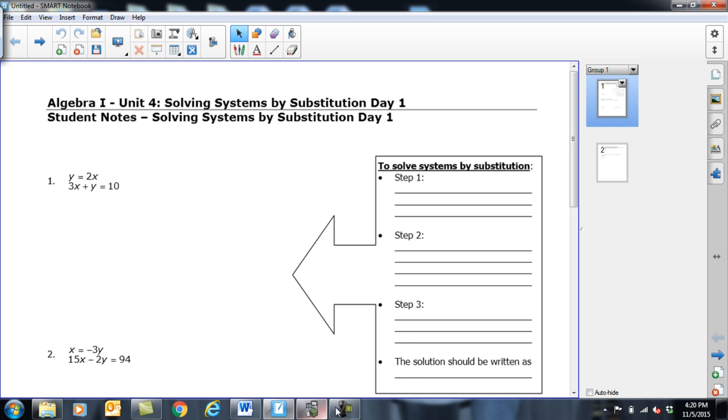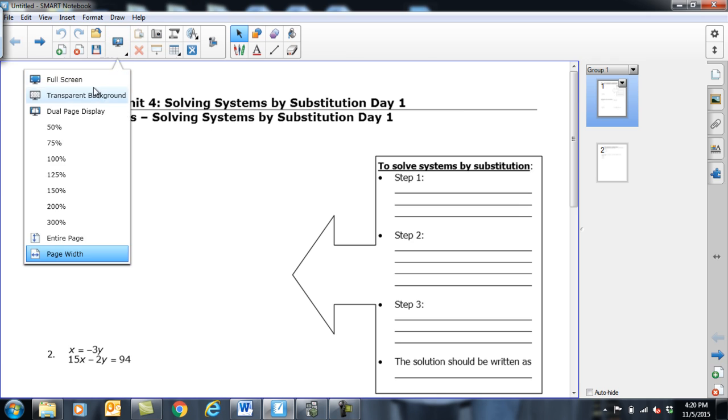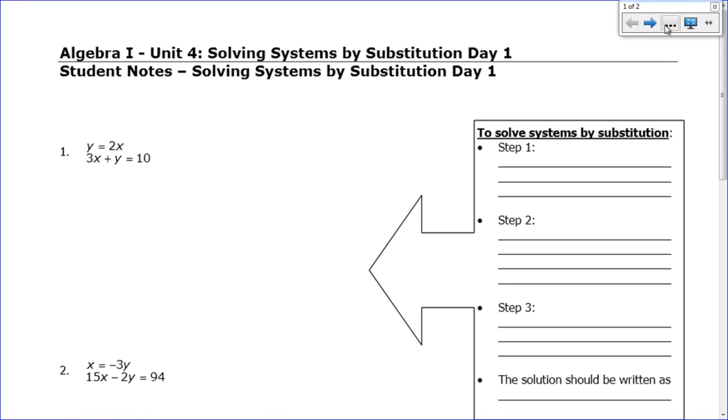This is the first day of substitution. Our second day of substitution is going to be just practicing what you've learned today, so you're going to get lots of practice with this.